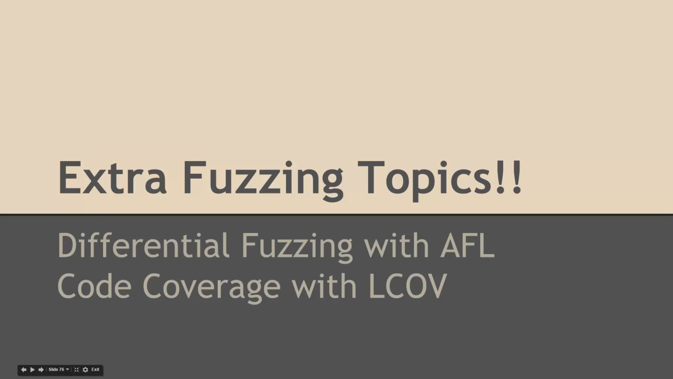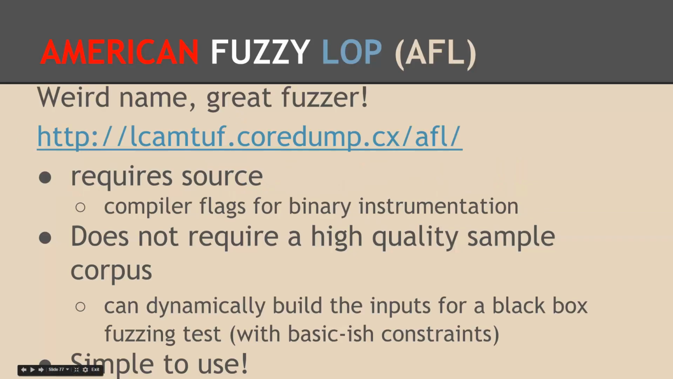So, that brings us to the final topics of this lecture with some demo videos. First, AFL, which stands for American Fuzzy Lop, has a weird name, but it's a great fuzzer. It's a differential fuzzer that requires source for the target because it uses compiler flags to do binary instrumentation, so that at the end of every round of fuzzing, it analyzes which test cases cause the underlying branches to choose different branches to maximize code coverage.